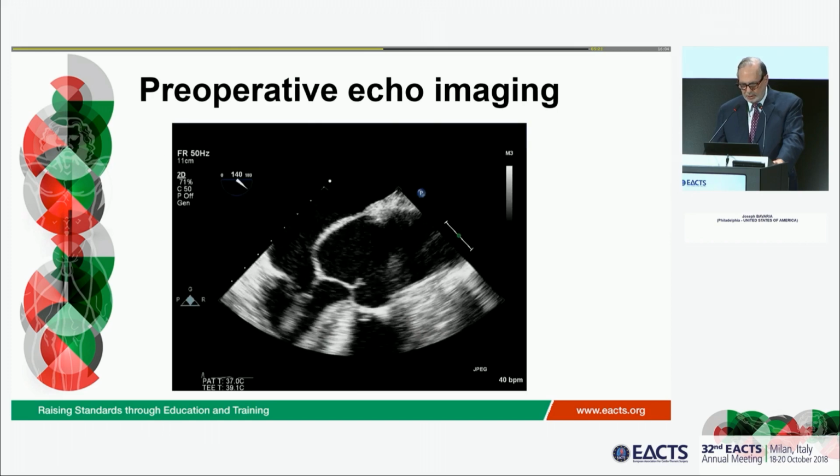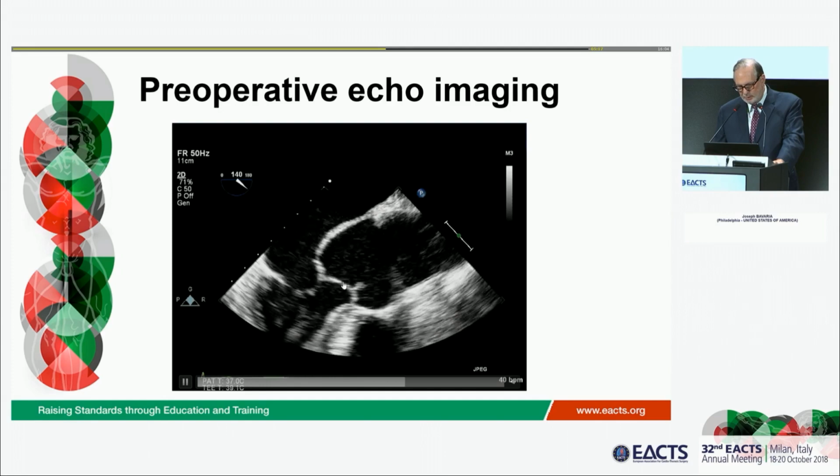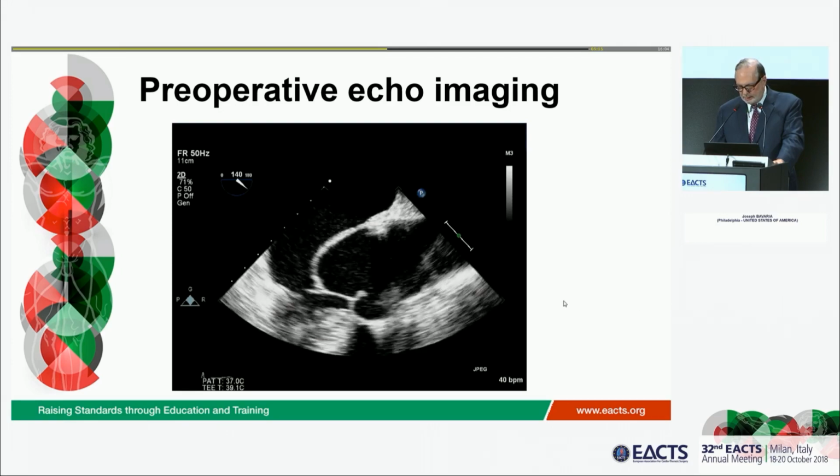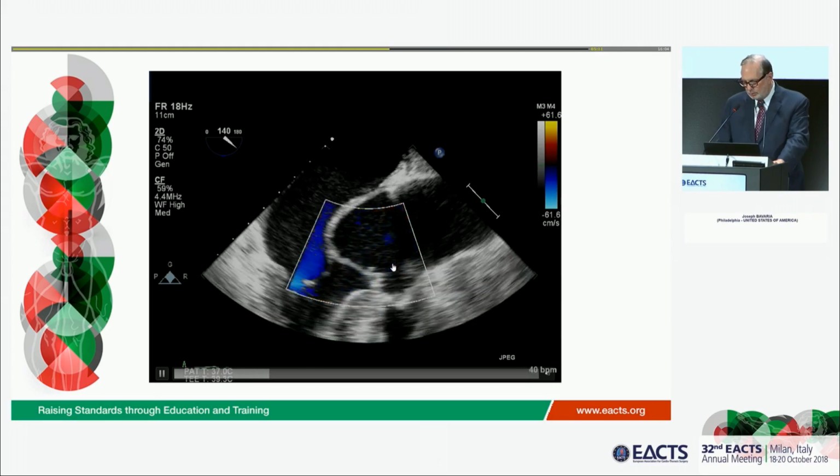So here's what you're looking at. Here's the preoperative echo. He's got nice leaflets. They're not very calcified. They're moving up and down. You can see that he has this root aneurysm. And you can see he's got really no AS and no AI.